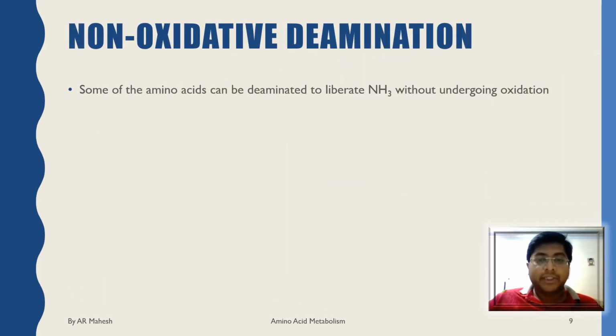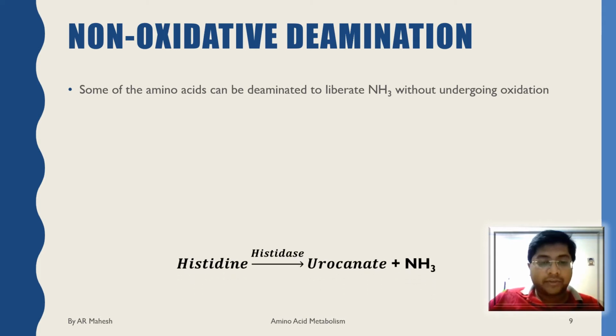Non-oxidative deamination is a process in which the ammonia is liberated from the amino acids without undergoing oxidation. Examples for this non-oxidative deamination include the deamination of histidine in the presence of enzyme histidase. Histidase acts upon histidine to liberate ammonia by non-oxidative deamination.